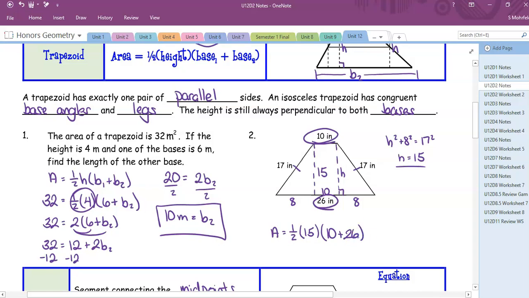So go back to that whole number. Don't be adding numbers together. Just go back to, we said it was 26 already. Multiply everything together. You should be getting 270 square inches.